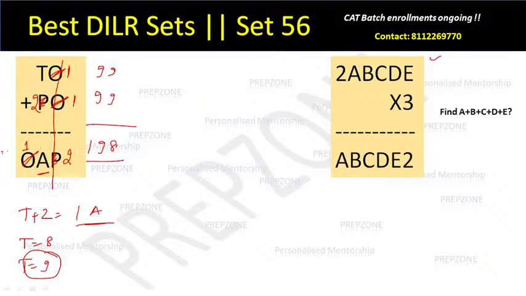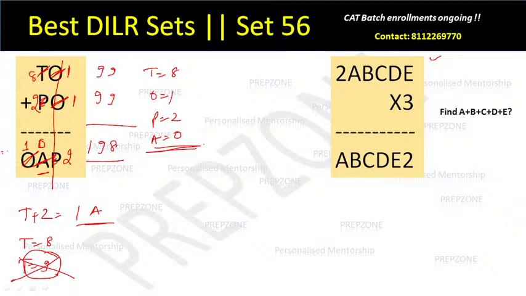And because A can't be 1, T can't be 9. So I will remove this case, which means the only possibility for T is that T has to be equal to 8. And if T is equal to 8, 8 plus 2 is 10, 1 is carried forward, and hence this A has to be equal to 0. So the values are T is equal to 8, O is equal to 1, P is equal to 2, and A is equal to 0.